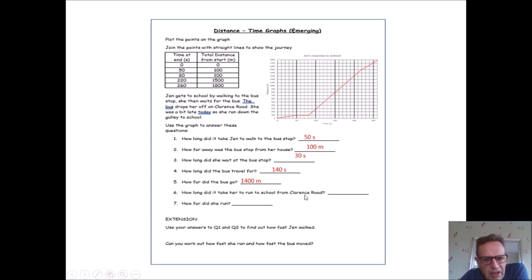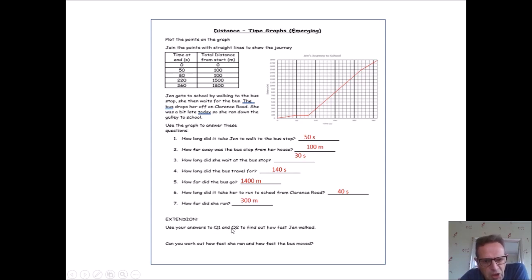How long did it take to run to the school from Clarence Road? So 220 seconds she got off the bus, 260 seconds she's got to school, so it's taken 40 seconds for her to run to school. How far did she run? 1,500 up to 1,800 metres from her house, which means she's done the last 300 metres running down to school.